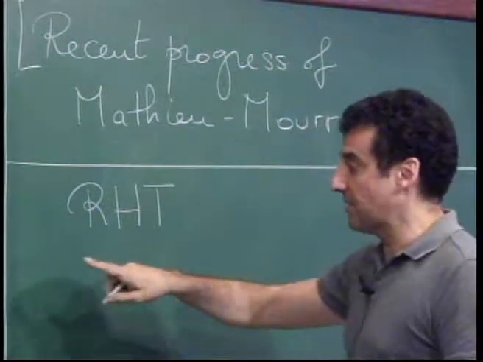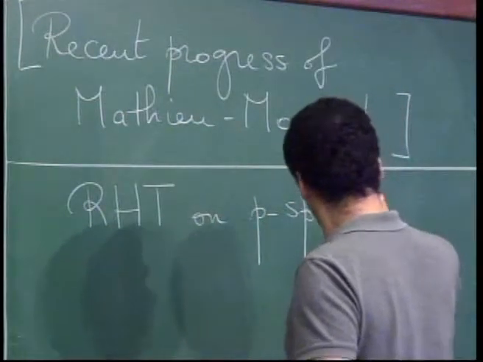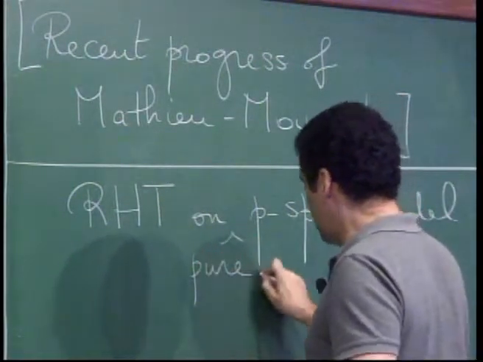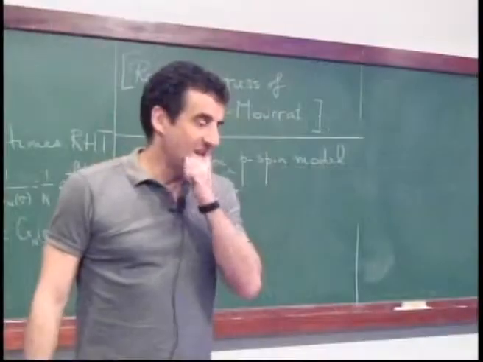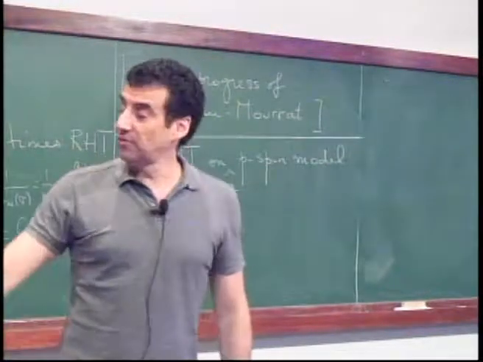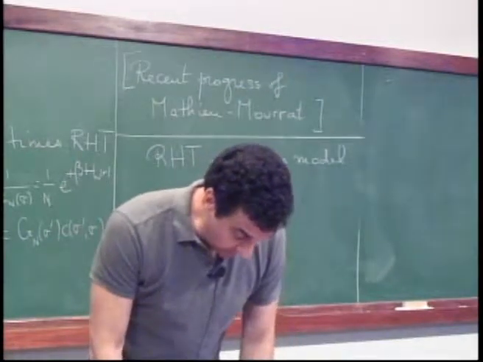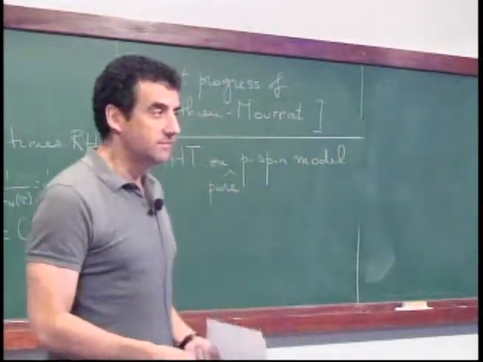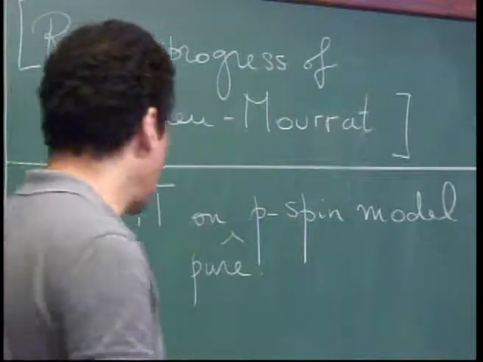So I look at the random hopping time dynamics, which is described here, on the p-spin model. So on the pure p-spin model. Everything that has been done is on the pure p-spin model for the moment. Some of it can be adapted to the general mixed model, but it hasn't been done. The way I will mention this result will look very strange, and then we'll take some time to chew on the result and make it understandable. But let me give you the result.